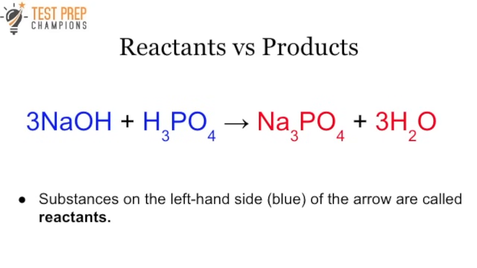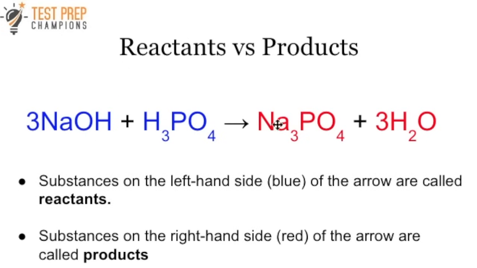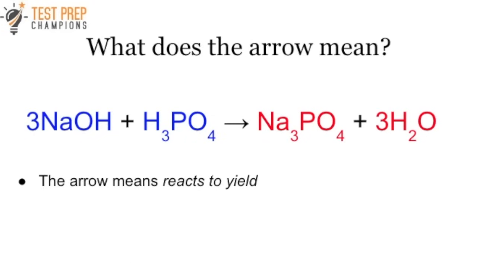Okay, and also you should understand that everything on the left-hand side of the arrow, we call all the substances over here the reactants. So if you notice that there's this arrow right here, just look at what's going on to the left of the arrow, right? Which I've highlighted in blue. Everything to the left of the arrow, we call these substances the reactants. And everything to the right of the arrow, which I've shown in red, we call these the products, right? So the reactants are shown on the left side. On the right side of that arrow, we see the products. So that's another thing to remember here.